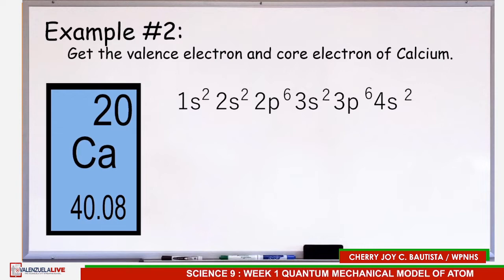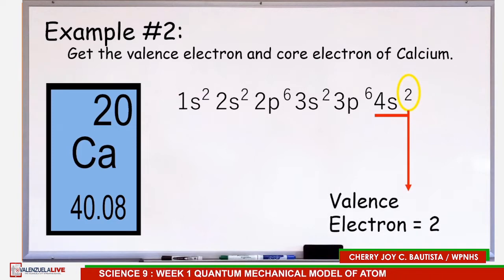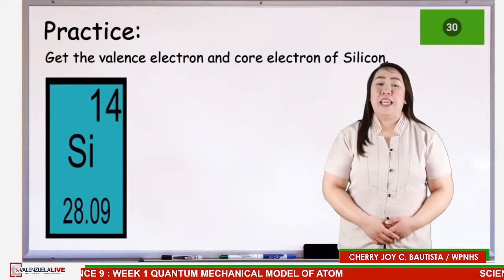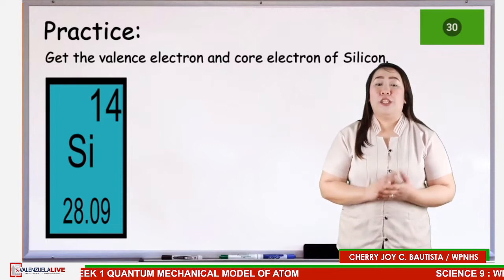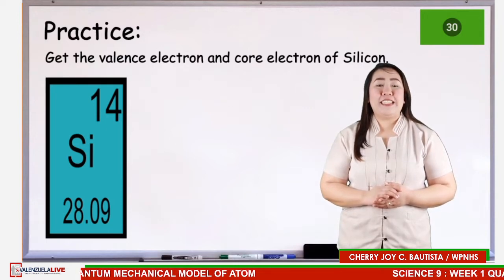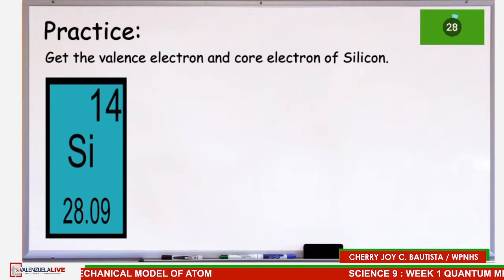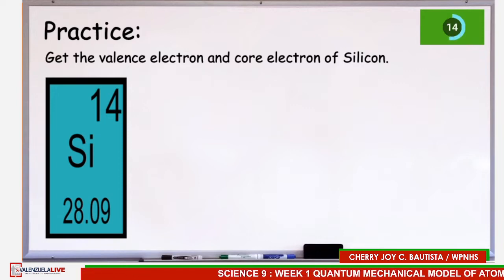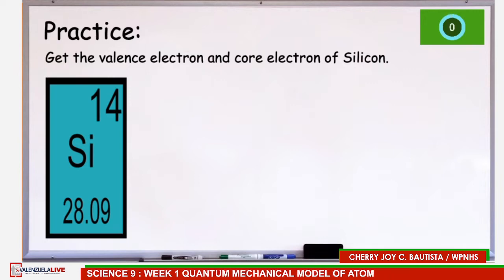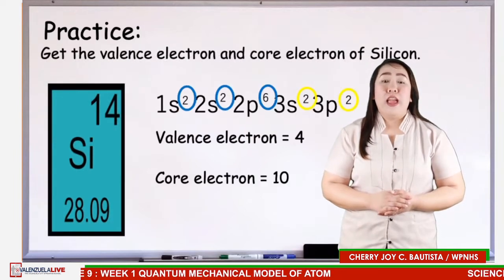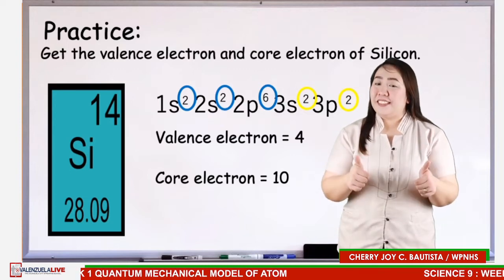Another example is calcium. The highest energy level is 4. Therefore, the valence electron is 2 and the core electrons is 18. Now, it's your turn. Find the valence electron and core electron of silicon. Your 30 seconds starts now. The valence electron is 4 and the core electron is 10. Are you correct? Great job!